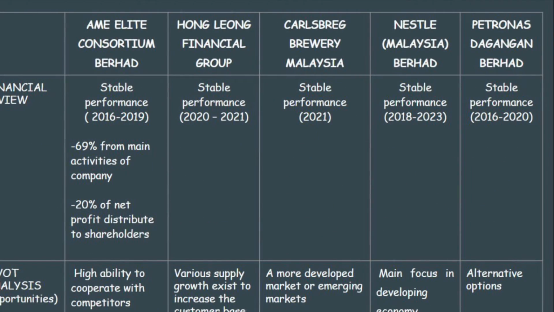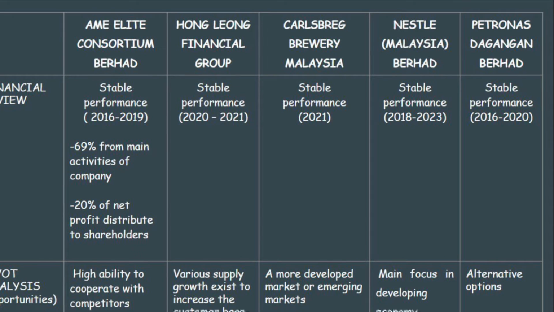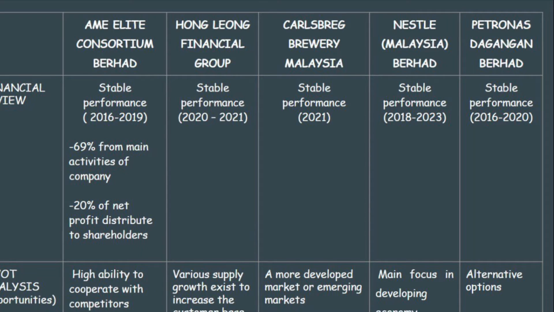The next slide shows the financial review of these five companies. We start with AME. According to the analysis done to see the company's financial performance from 2016 until 2019, it shows a really good performance, or can be classified as stable. Although during those four years there was fluctuation in their net income, overall they were still able to control and operate well.